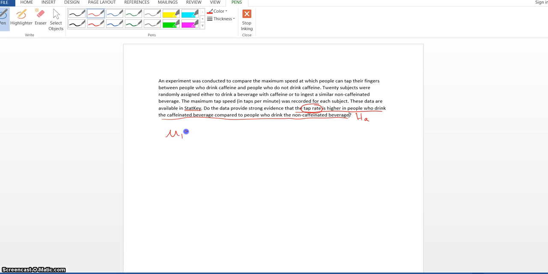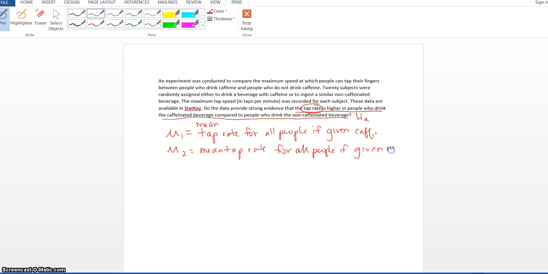So let's call mu sub 1 the mean tap rate for all people if given the caffeinated beverage. And we'll have mu 2 be the mean tap rate for all people if given the non-caffeinated drink. Then our alternative hypothesis is that the tap rate is higher for the people given caffeine. So mu 1 is greater than mu 2. And our null hypothesis is that the two mean tap rates are the same.